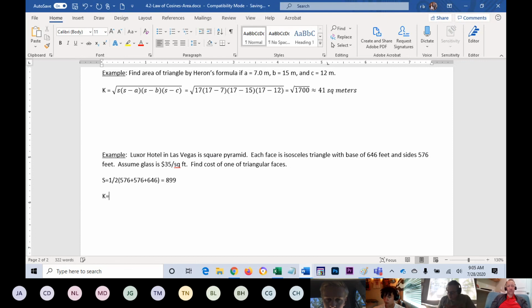We would do the square root of 899 times, in parentheses, 899 minus 576, in parentheses, 899 minus 576, in parentheses, 899 minus 646, right? Is it okay if I put a times 2 there? Yep. Okay. 899 minus 646. So, squared instead of times 2. Oh, you're right. It is squared.